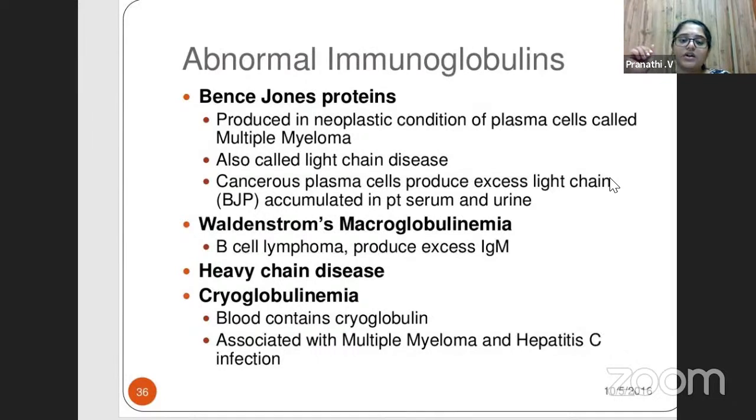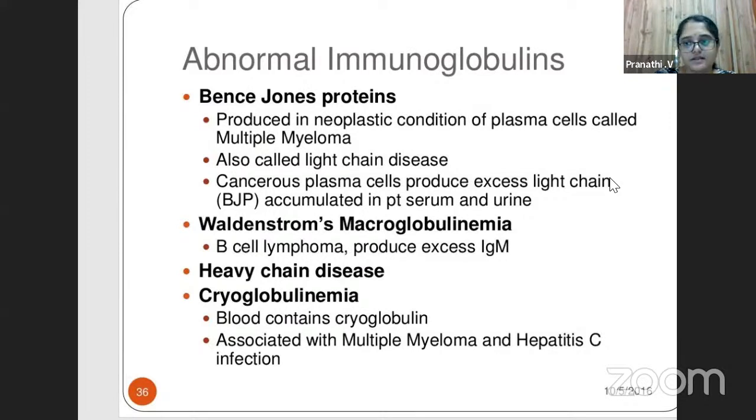You also have something called Waldenstrom's macroglobulinemia, which is also known as a B-cell lymphoma. What happens is abnormal production of immunoglobulin M. At the same time, we have a heavy chain disease, and cryoglobulinemia. Blood has a factor which is known as cryoglobulin. And this is associated with, again, multiple myeloma.